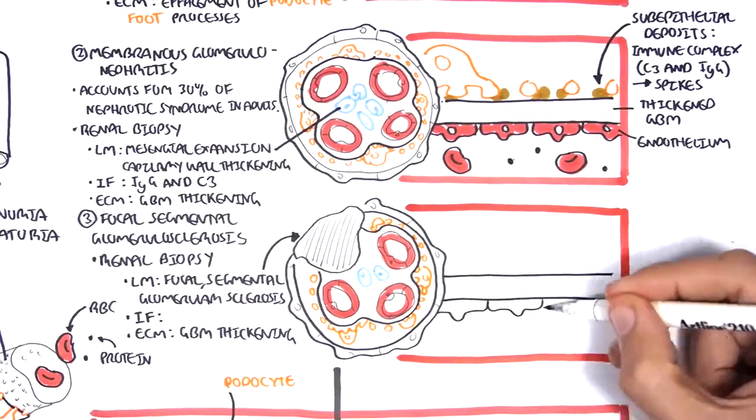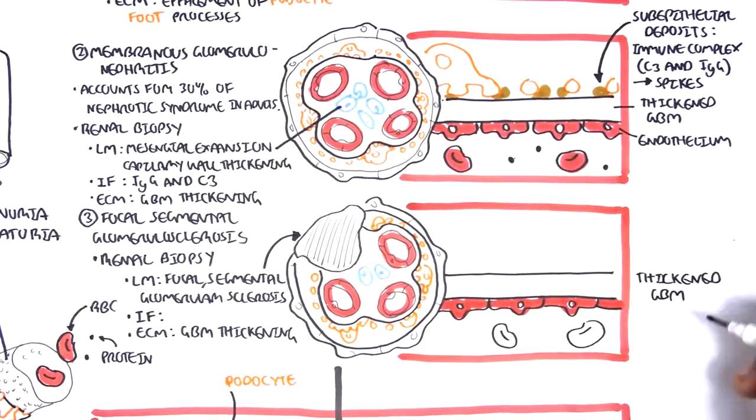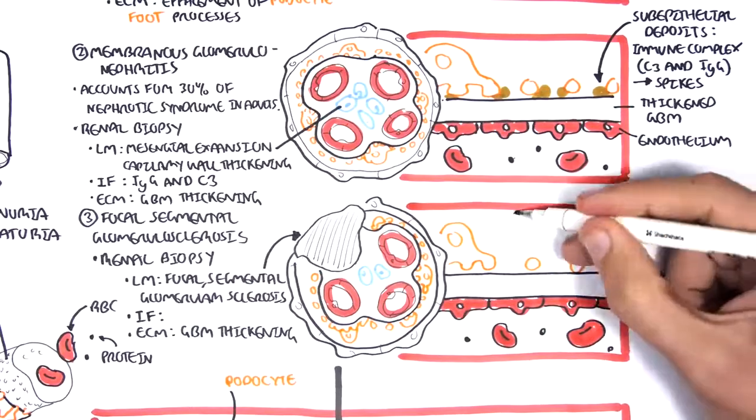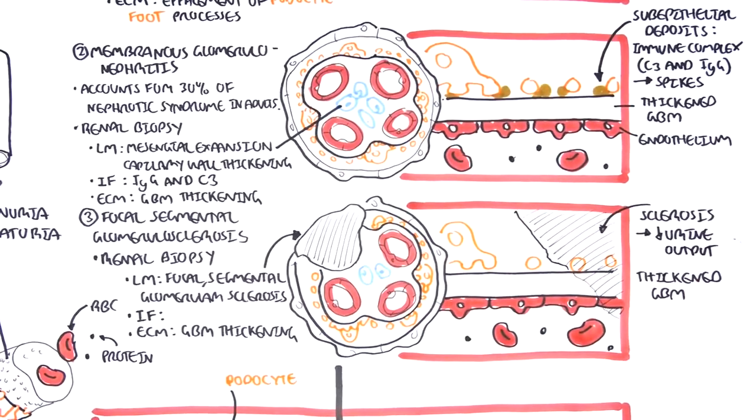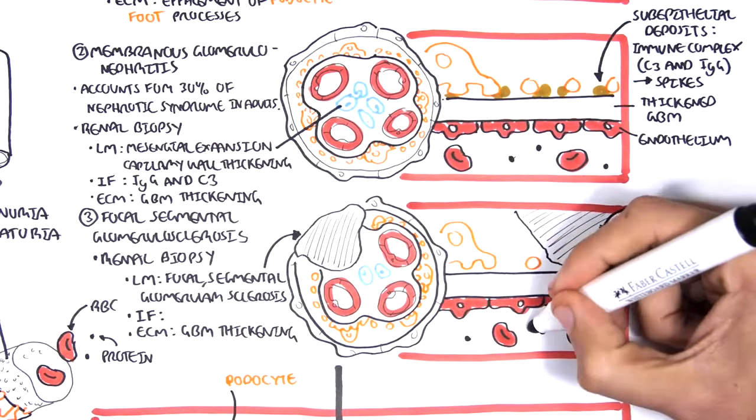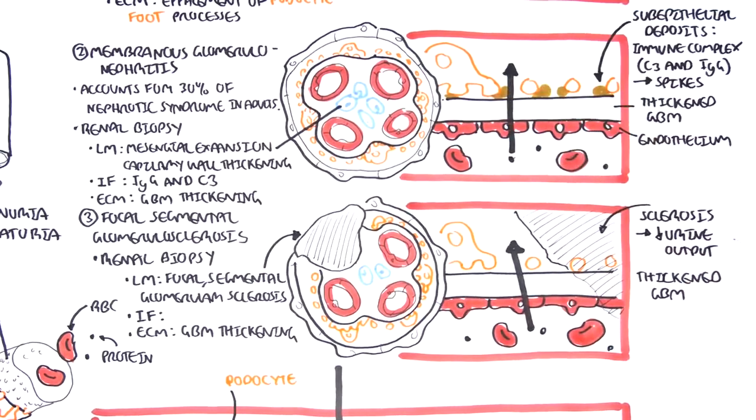Again, drawing it out, we have a thickened glomerular basement membrane and sclerosis of a focal area, which actually results after some time in a decrease in urine output because of the decrease in filtration to parts of the glomerulus. Further, the sclerosis can damage surrounding podocytes, contributing to proteinuria.